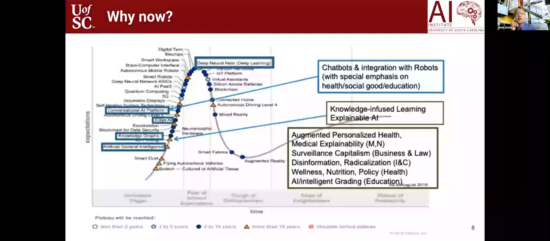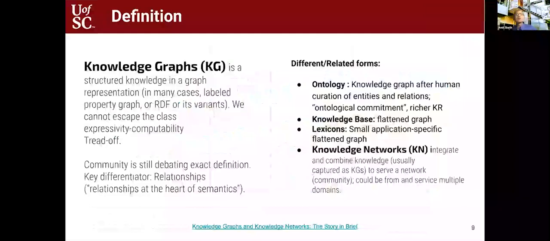And the importance of knowledge graphs has continued to increase. What I want to do is share with you how knowledge graphs have come about, the status of knowledge graphs, and how they are helping with the entire AI ecosystem, especially in the learning algorithms. So a knowledge graph is structured knowledge in a graph representation, in many cases a labeled property graph or RDF or its variants.